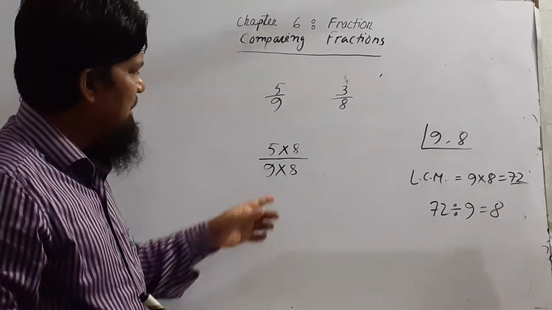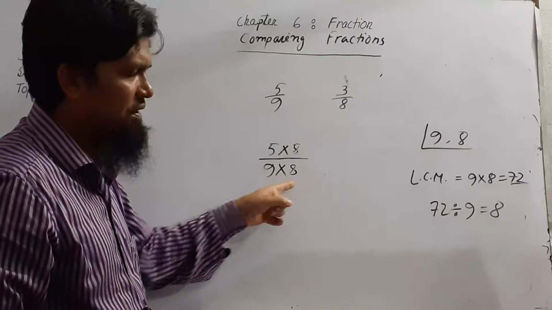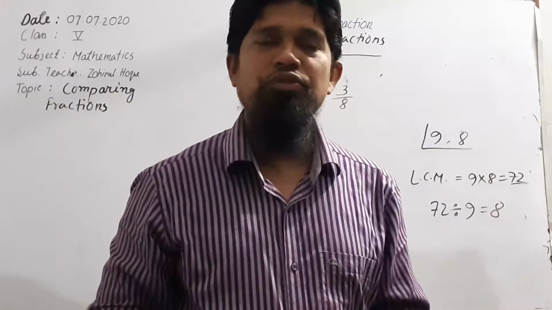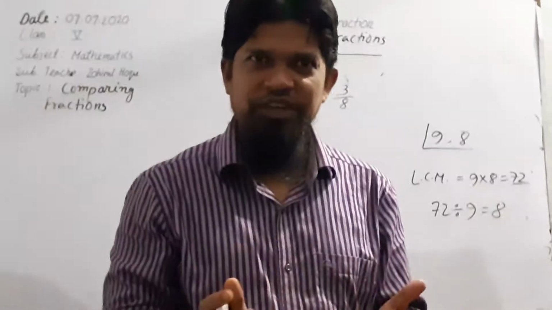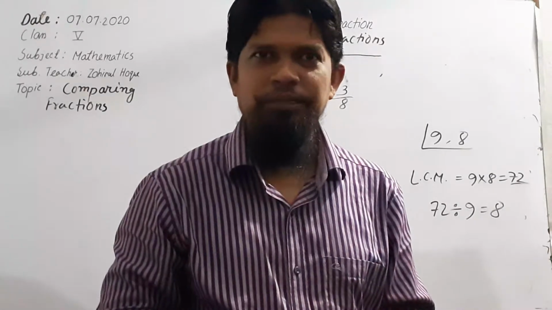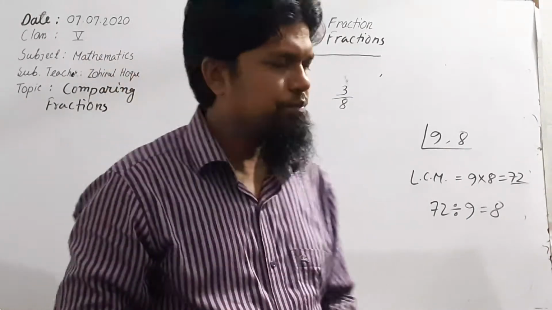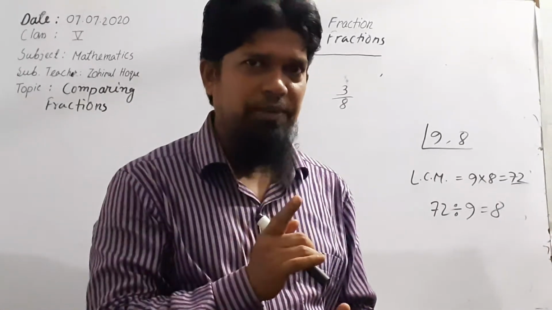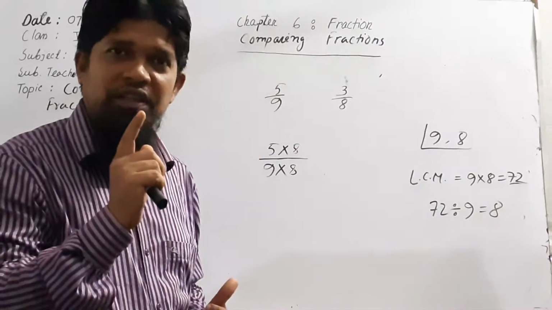If you ask me why we are multiplying the fractions by 8 in both the numerator and denominator, in our previous class we explained equivalent fractions. Equivalent fractions means equal fractions. They look different but the value is equal. How can we find equivalent fractions? I would like to remind you: by multiplying or dividing both the numerator and the denominator by the same number.